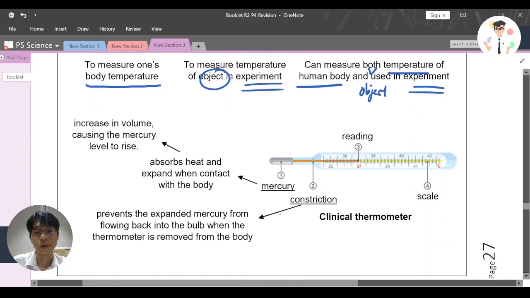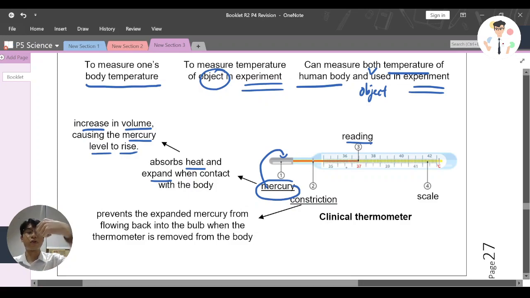So this is an example of a clinical thermometer. It's special because it has mercury inside. This is what we call the bulb. This mercury is very important in the clinical thermometer because it shows the reading. How? When it absorbs heat, because we put it on our body, it will expand and increase in volume, then the mercury level will rise. That's why you can see it increase, increase, increase.